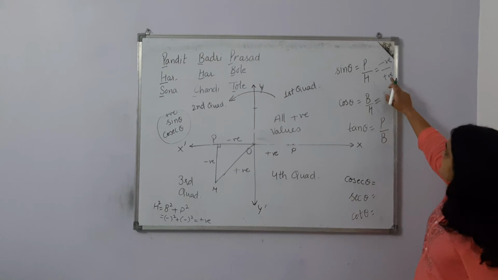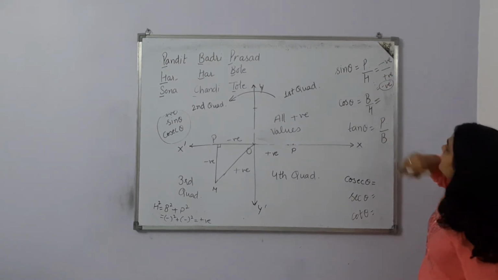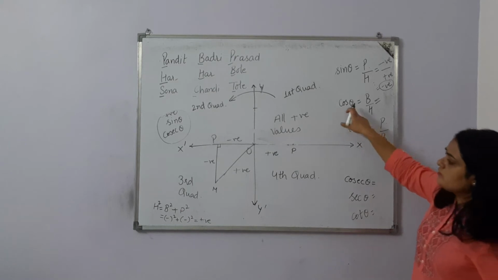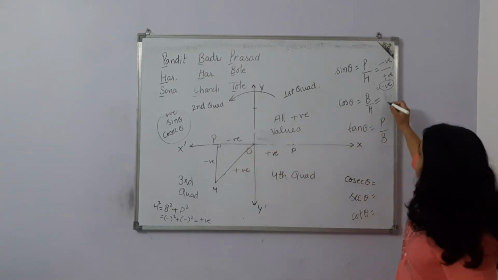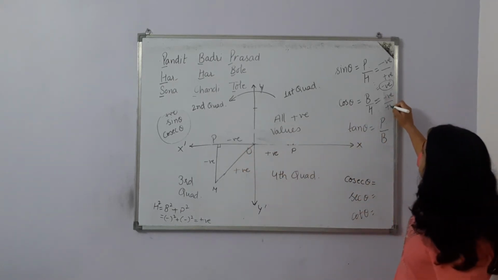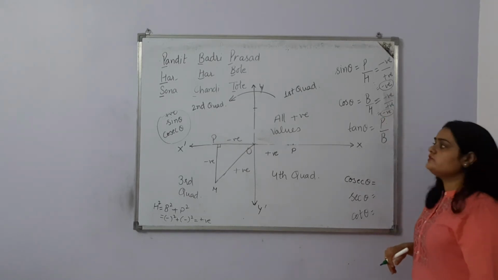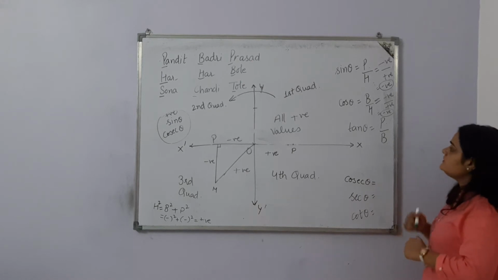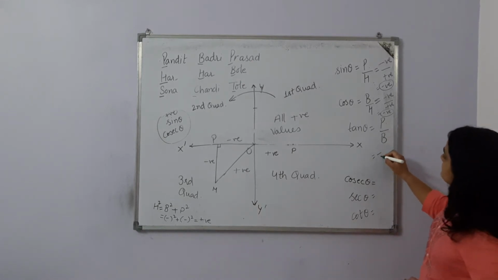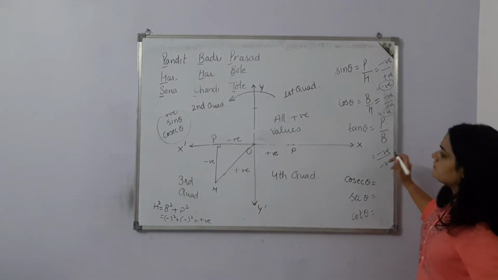So negative upon positive is negative for sine. What about cos? Base is negative, hypotenuse is positive, so we are getting negative cos theta. And what about tangent theta? Perpendicular is negative and base is also negative.